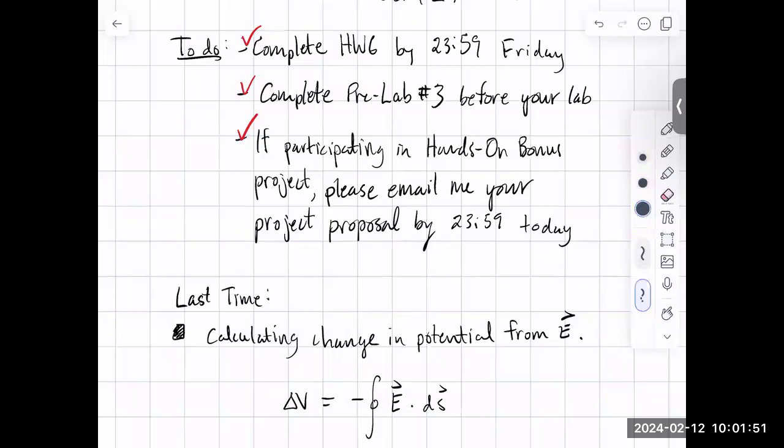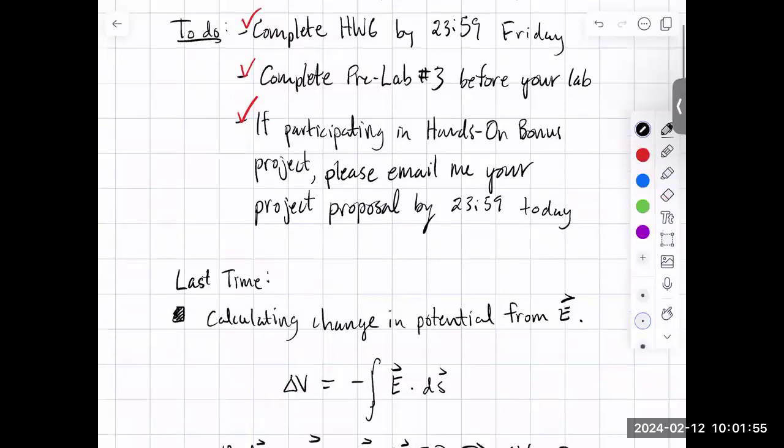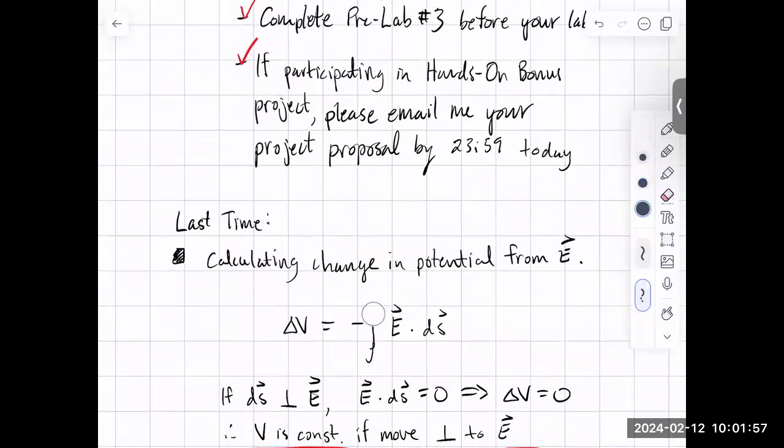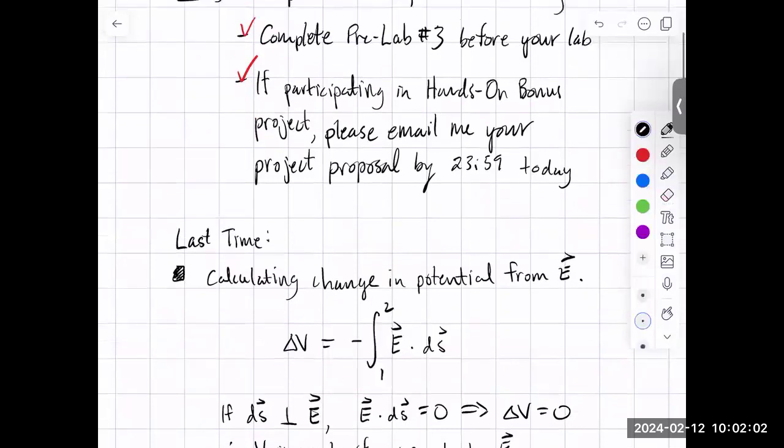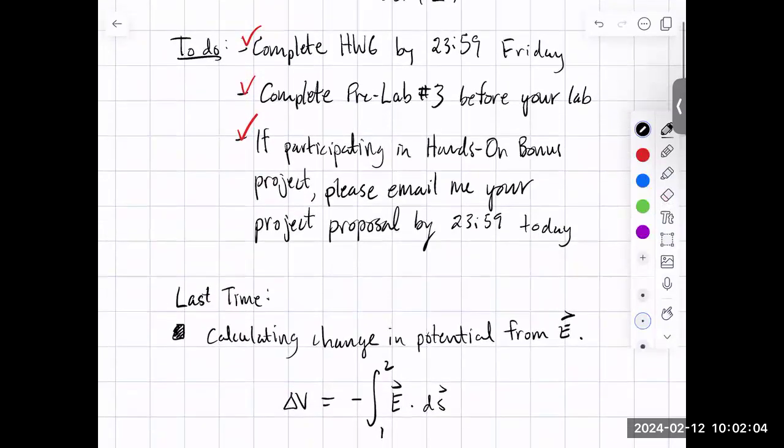And so actually, I see I have a little error here. This integral doesn't need a little circle. I'm just used to writing it from Gauss's law. So there it is. The integral of E dot ds, we follow some path from point 1 to point 2. And if we evaluate this integral with the negative sign in front, that tells us the change in electric potential.